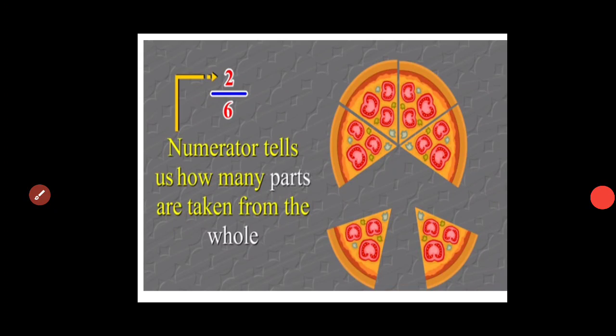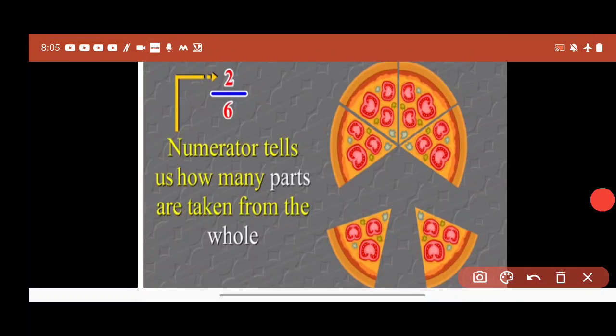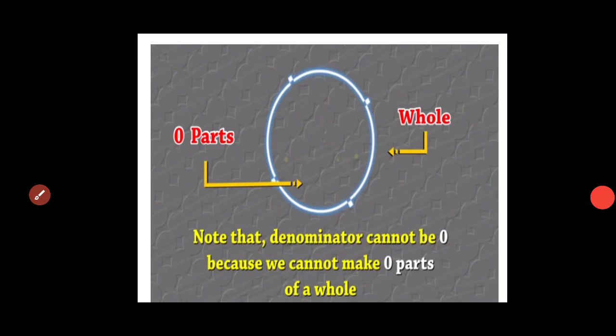And the number which is above the line represents the parts taken out from the whole. If you see, in this particular picture, 2 parts are being taken out. So it means you write 2 above the line. So the number above the line basically expresses the part which is taken out from the whole. Clear, children?